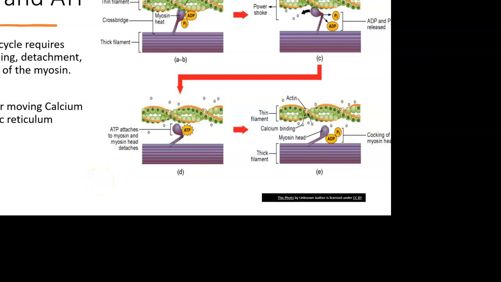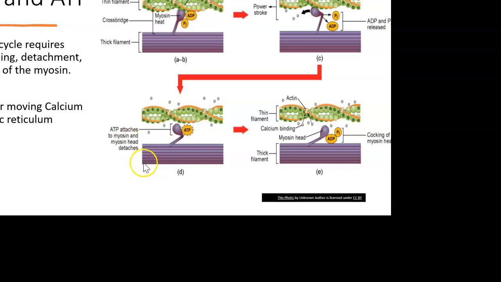Not only is ATP used for this power stroke, this physical activity, but it's also used for moving calcium into the sarcoplasmic reticulum, which we also talked about in terms of allowing the action potential to continue through.